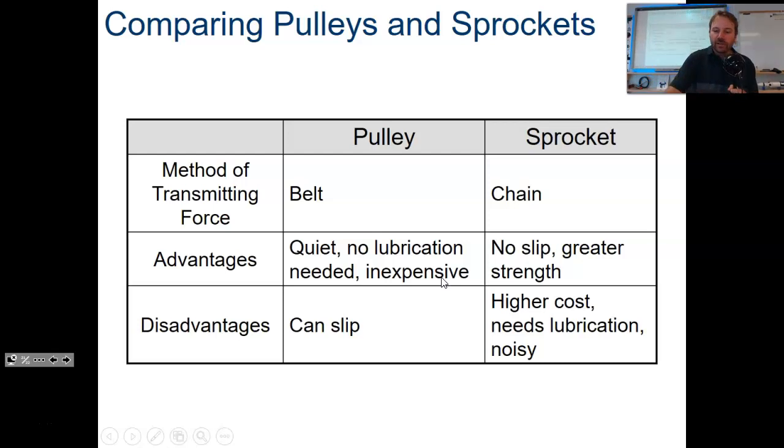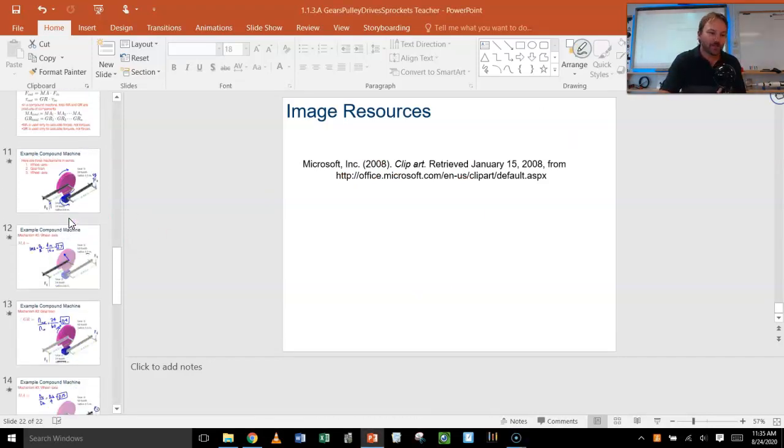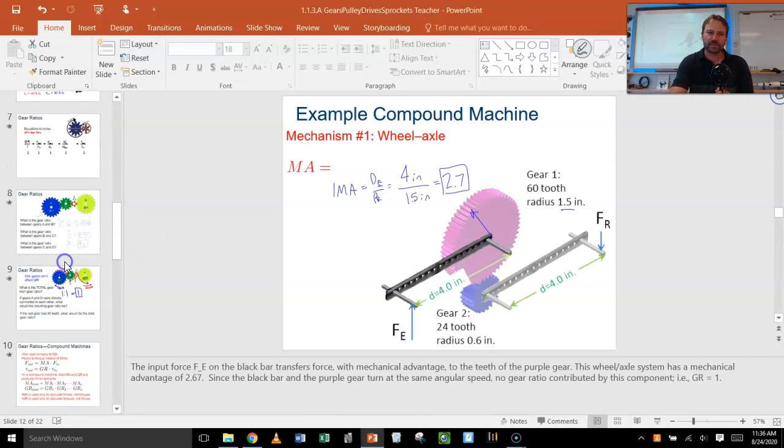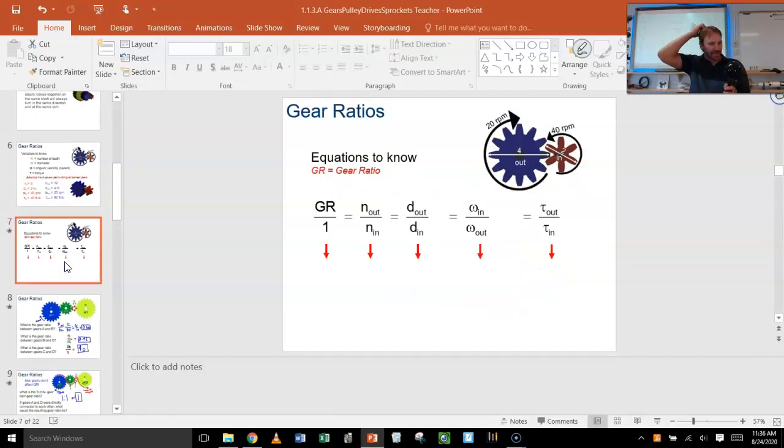So that's the compare and contrast of belts and chains. That's belts, pulleys, and gear ratios in a nutshell. Basically, it's just teeth. Remember, counting the teeth, counting the speed, counting the diameter. It's out divided by in every single time, except for when you look at speed in all of these things.